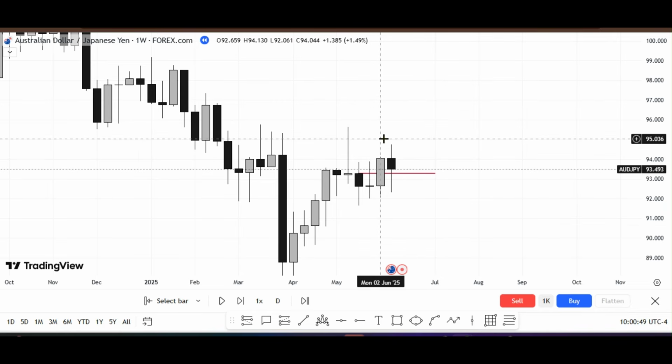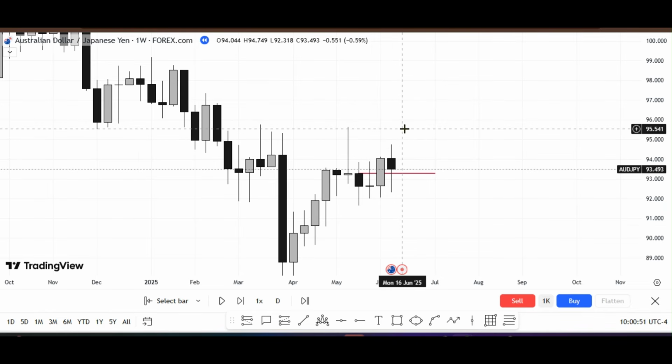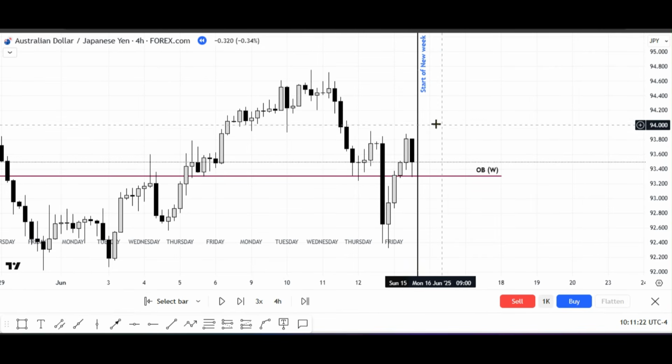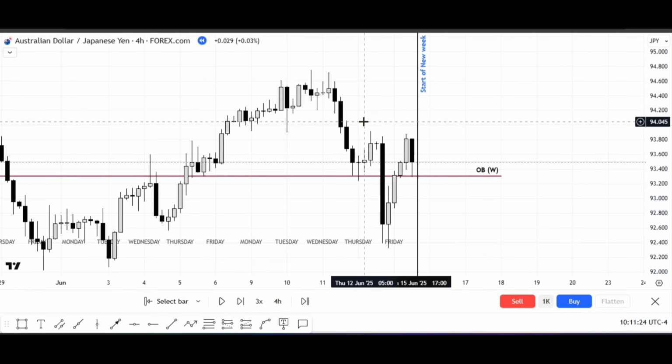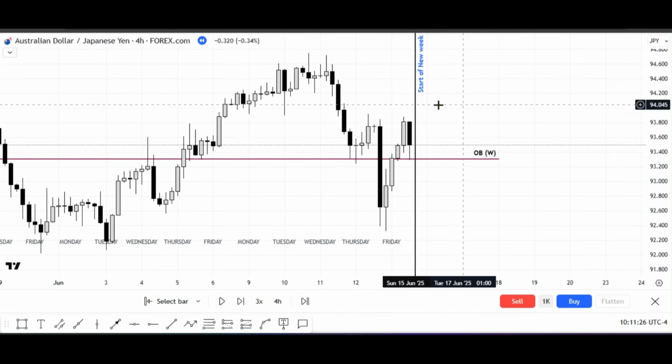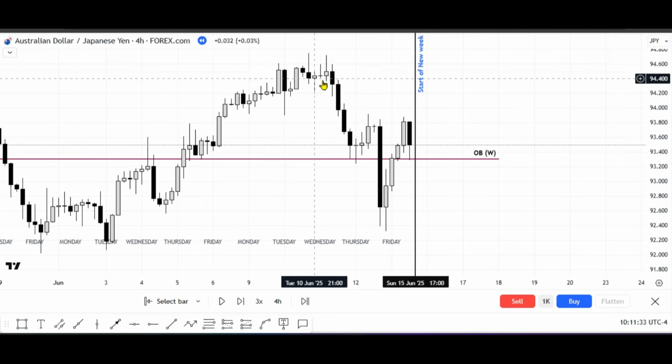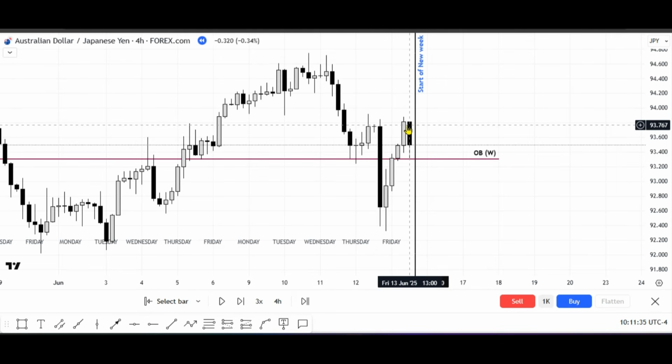If you have weekly, the lower time frame for weekly is the 4 hour. So now let's move to the 4 hour, which is the lower time frame of the weekly, and see what price has done so far. This vertical line here represents the start of the new week on Sunday. So here the week ended, and here this is Friday, as you can see.